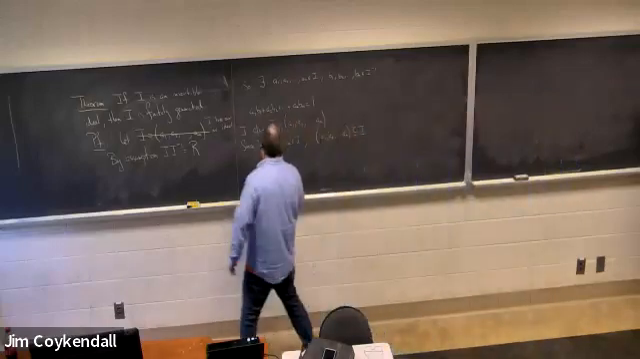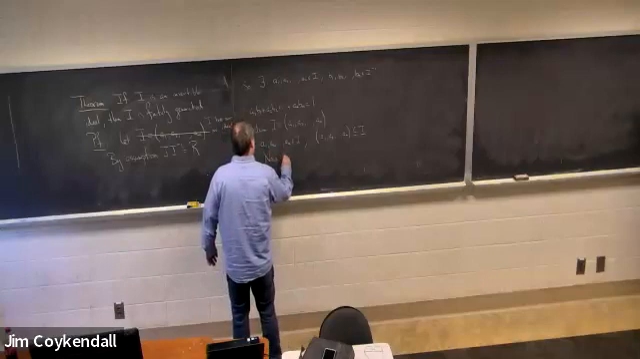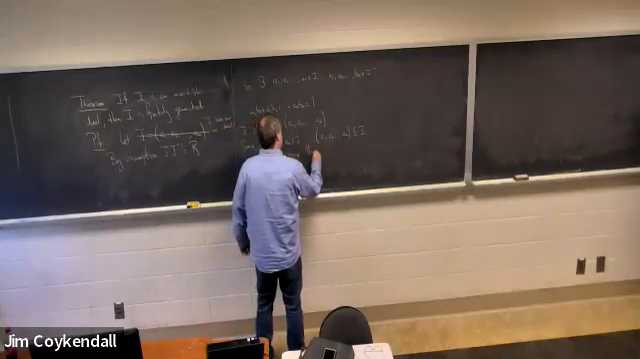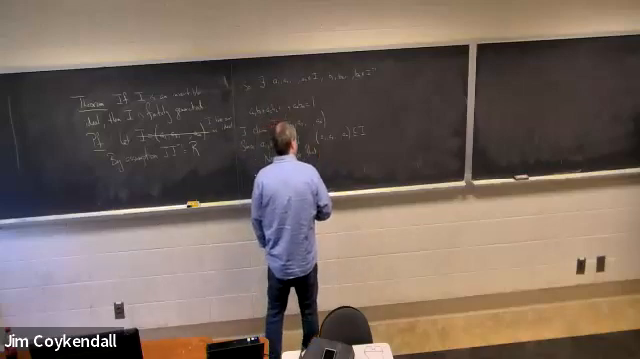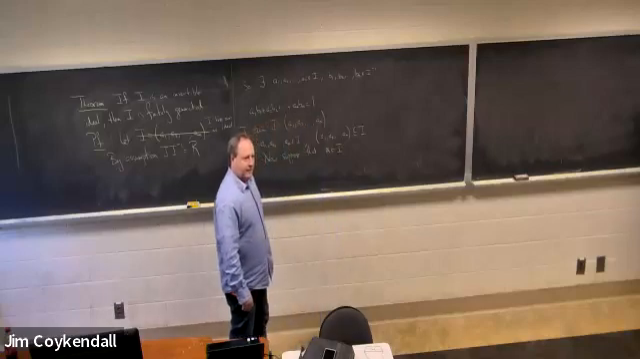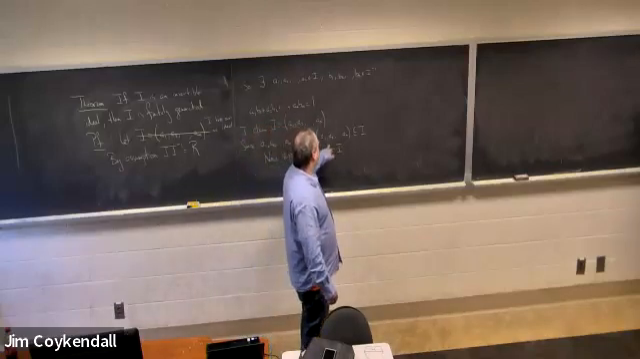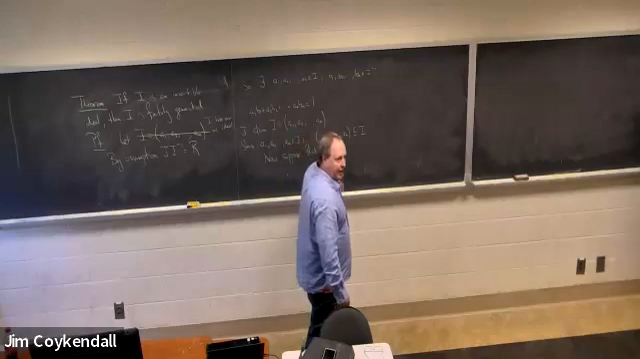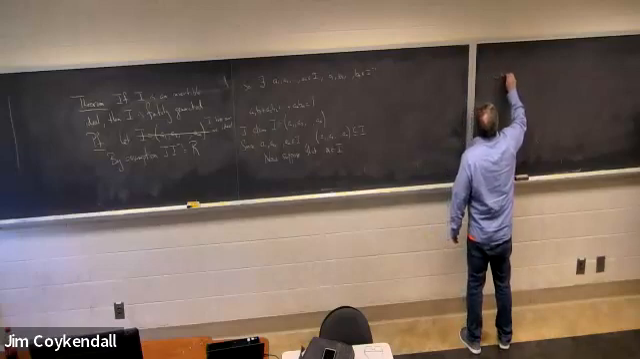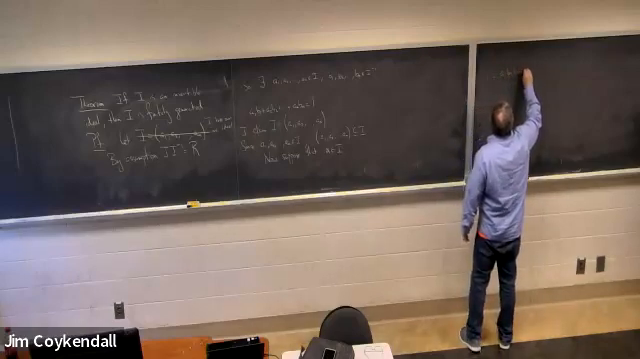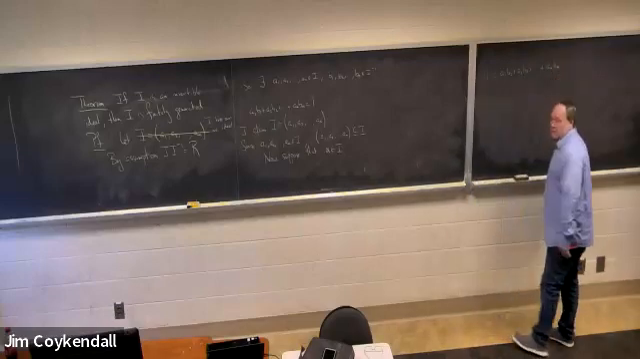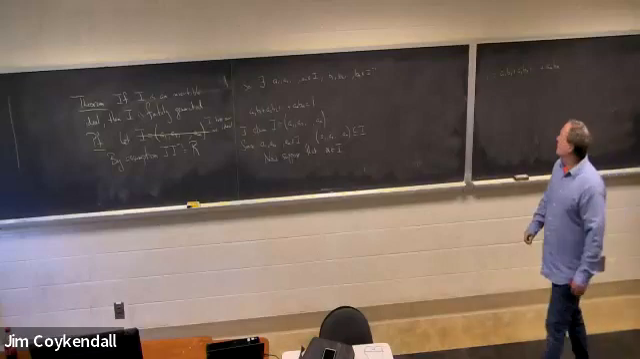Now suppose that alpha is an element of I. I want to show that alpha is a linear combination of these, right? Let's go back to our equation. Right. Now hit this with alpha.